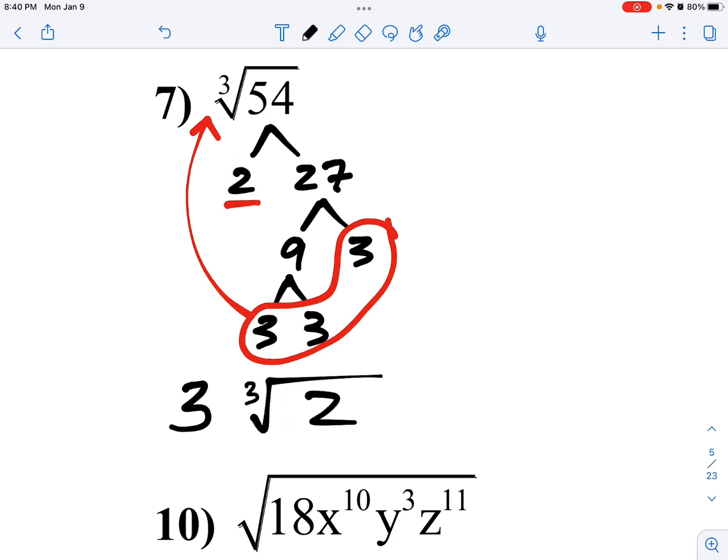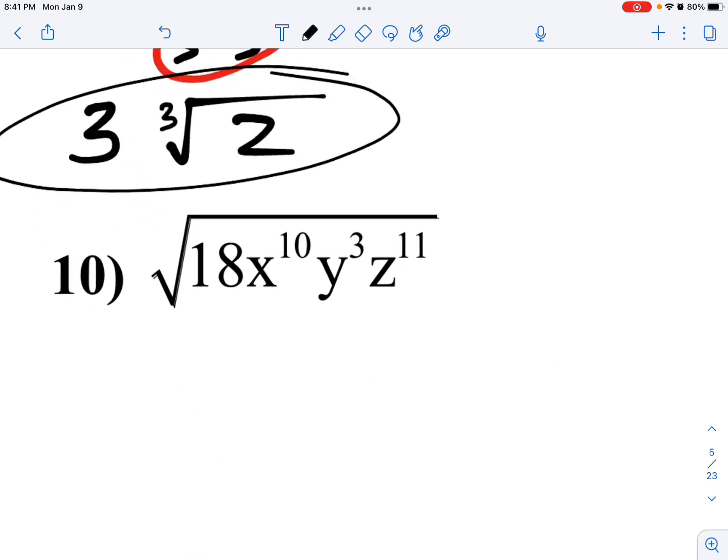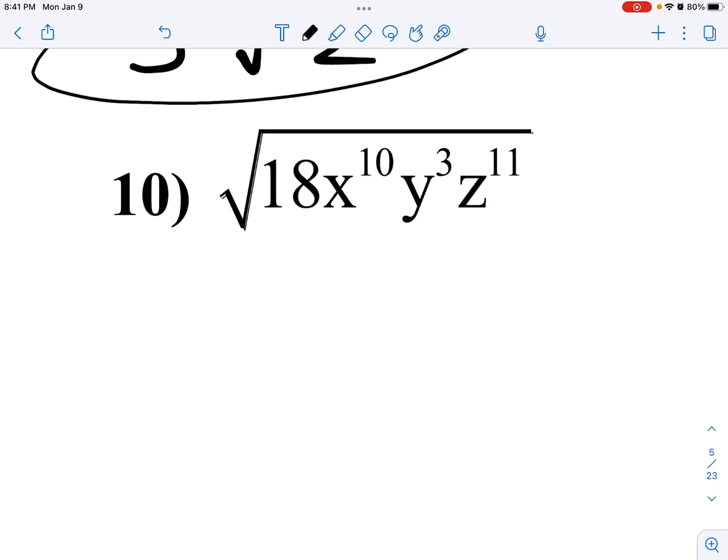So that is how you write that final answer. Let me do one of these harder ones, like number 10. I'm just going to take this one step at a time. So I'm just going to break down the 18 first, and I'm going to ignore all of this stuff. I'm going to do one thing at a time.